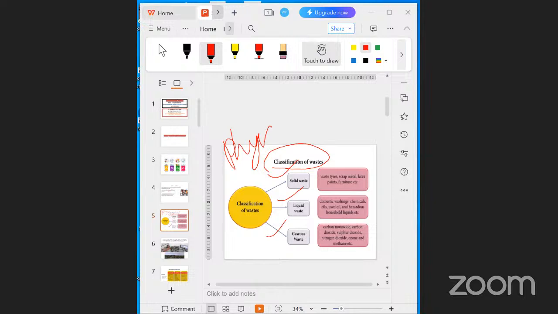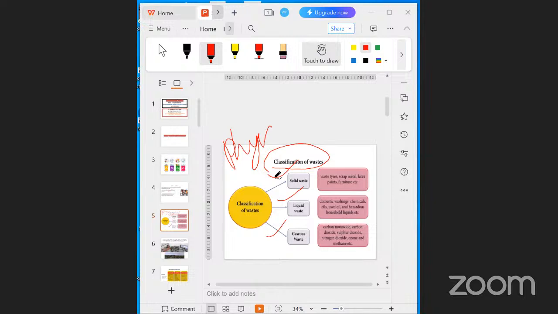Liquid wastes are wastes in the form of a liquid. It is also called sewage waste. They are generated from domestic washings, chemicals, oils, and other household liquids. Gaseous wastes are wastes generated in gas form, for example carbon monoxide, carbon dioxide, sulfur dioxide, nitrogen dioxide, ozone, methane, and so on. So these are the gaseous wastes.